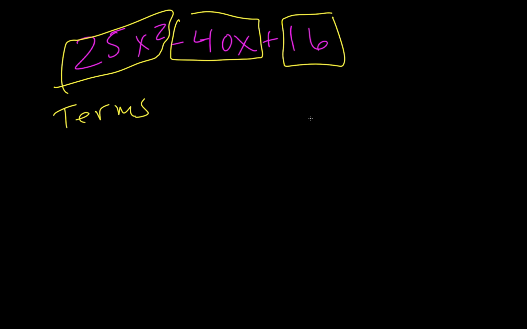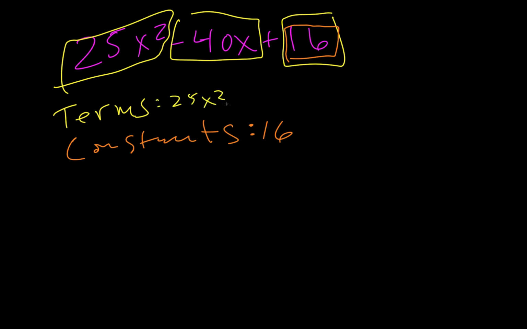Then we move on to constants. So constants are just the pieces that don't have any letters next to them, okay? So x or y or whatever. So in this case, constants are 16. Here, I'll actually write these out just to be clear. So terms would be 25x squared, negative 40x, and 16. Okay.